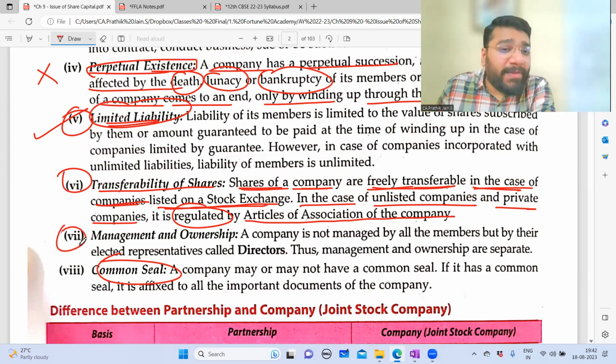Now, seventh point, management and ownership. A company is not managed by all the members, but by their elected representatives called directors.